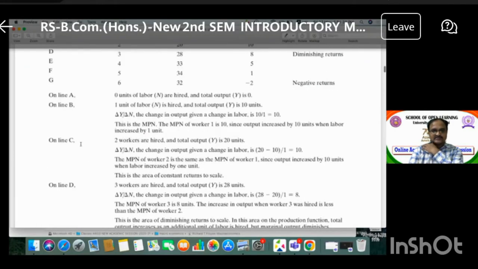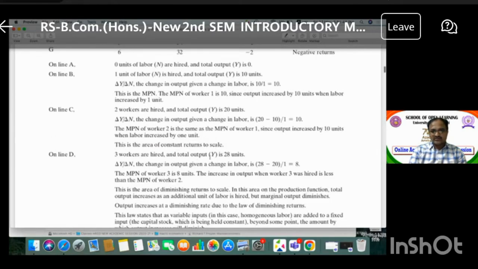Here it is explained. On C, two workers are hired, total output is 20. So MPN, delta Y by delta N, is 20 minus 10 upon 1, so 10 upon 1, that is 10. And the third labor, if you have the third worker here, the total output is 28, so 8 upon 1, so 8. Okay, so this is the area of diminishing returns to scale.